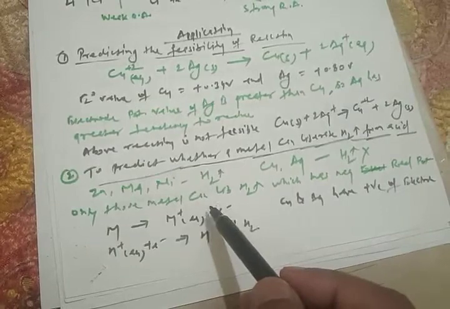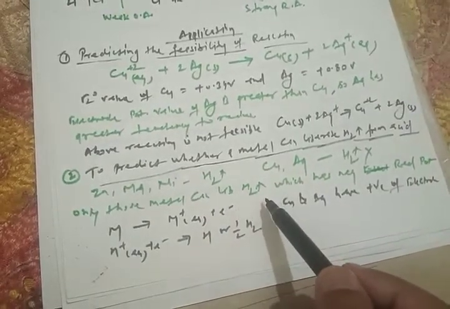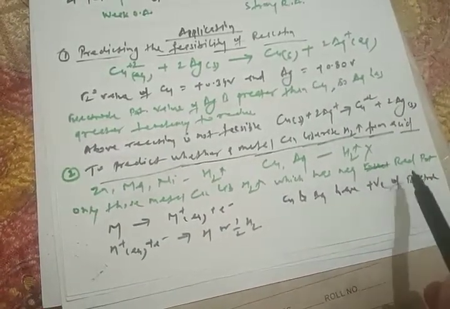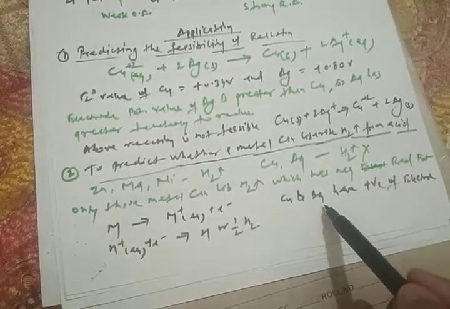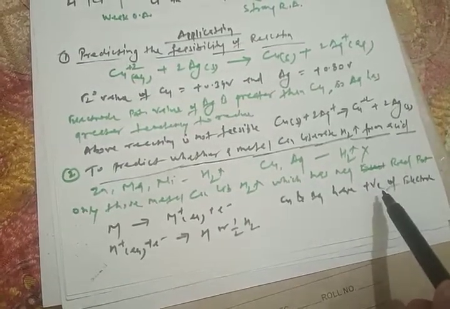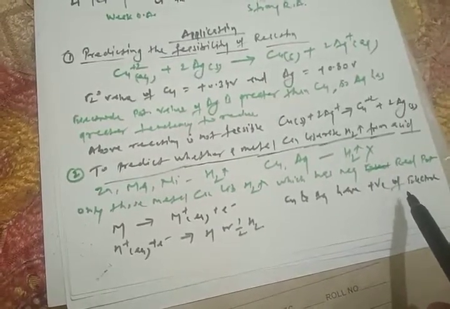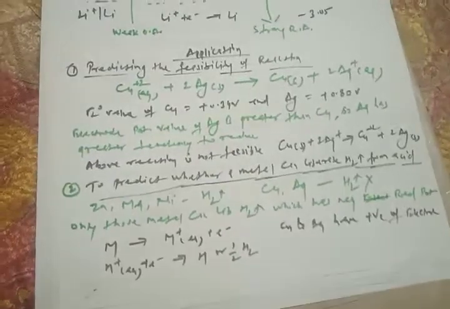Only those metals can liberate hydrogen which have a negative reduction potential. In the case of copper and silver, they have a positive value of reduction potential, so they will not release hydrogen gas. This is the reason.